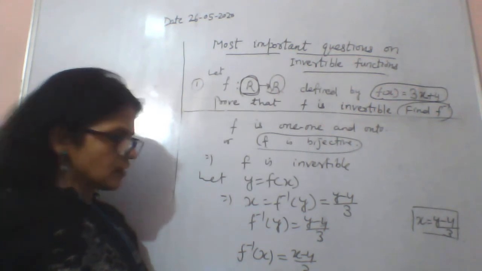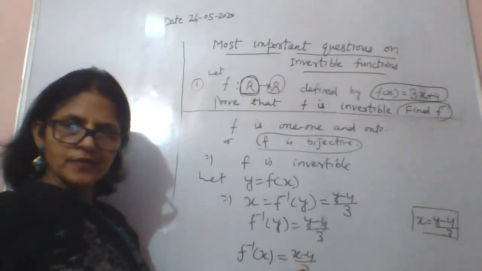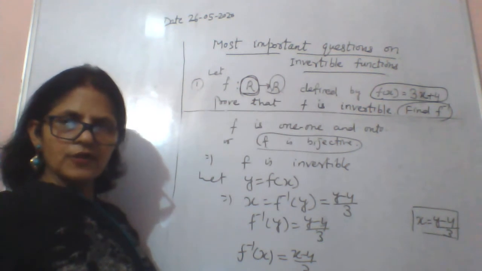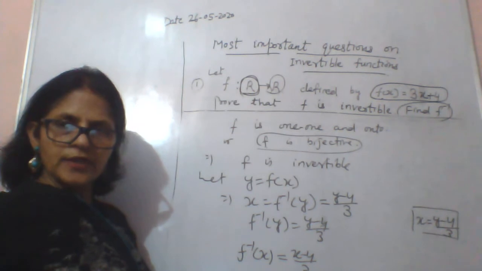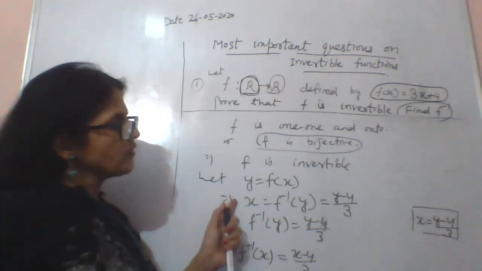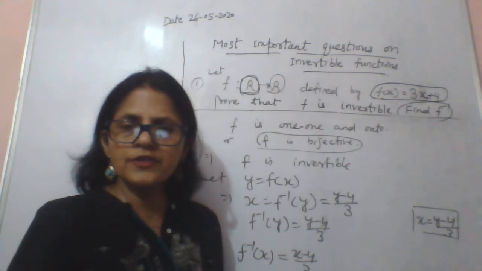If the question is "find f inverse 1," then you would take (1 minus 4) by 3, meaning minus 3 by 3, that is equal to minus 1. So you have to be very specific to the needs of the question, right? So this is about how to find f inverse by using the first method.